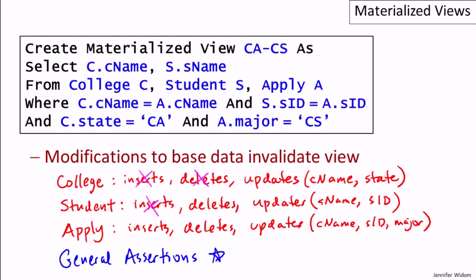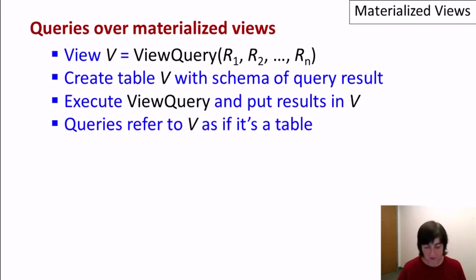So just to reiterate, the system, when there's a materialized view stored, must monitor all the modifications that might invalidate the view. When there's a modification, either the view can be completely recomputed, or sometimes there's clever algorithms called incremental maintenance algorithms that can just make small modifications to the view based on the modifications that were made to the base data.